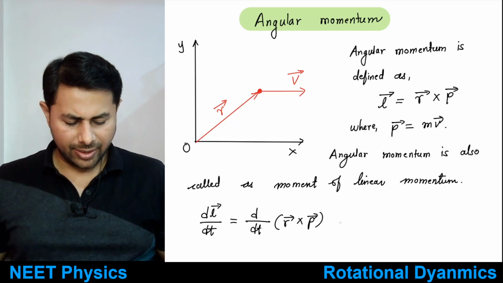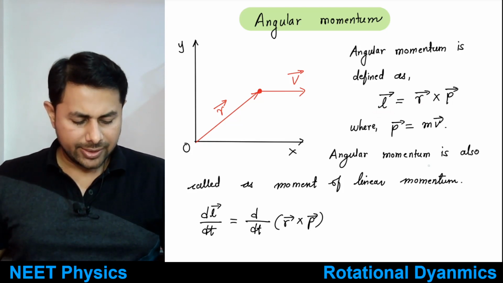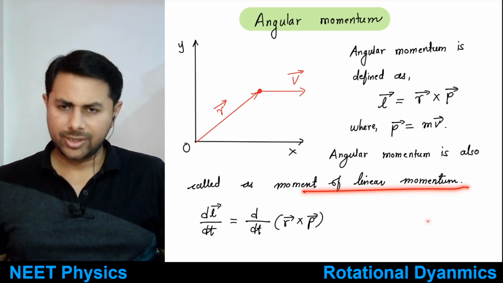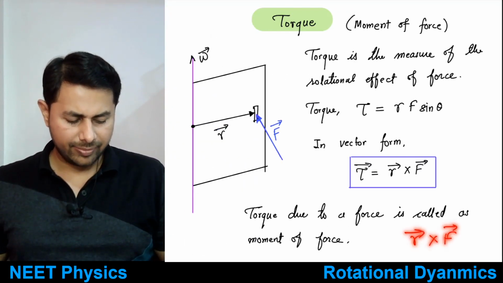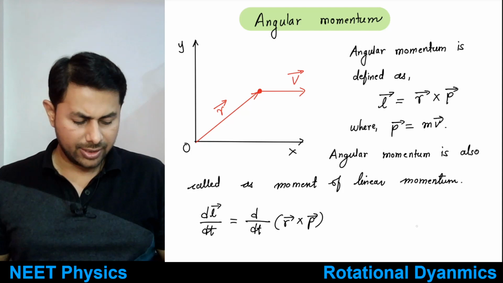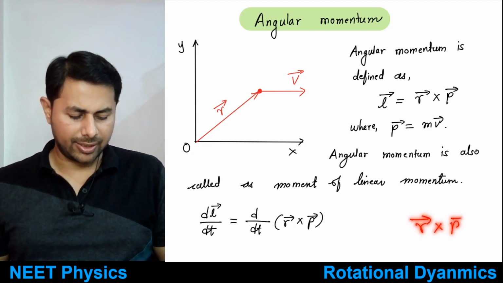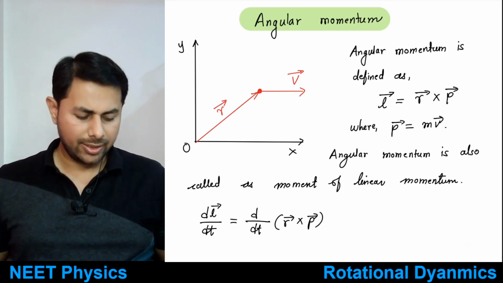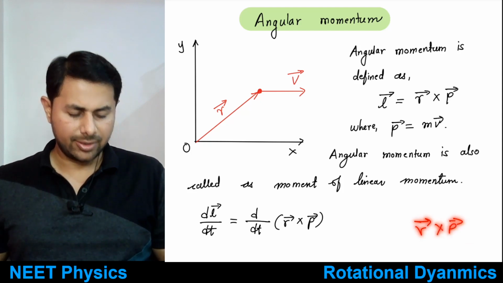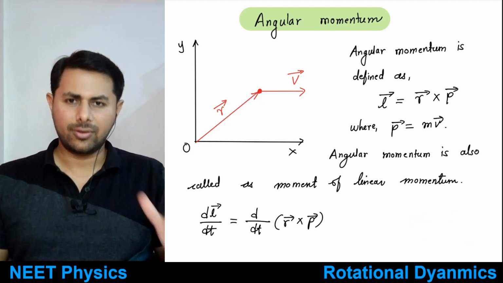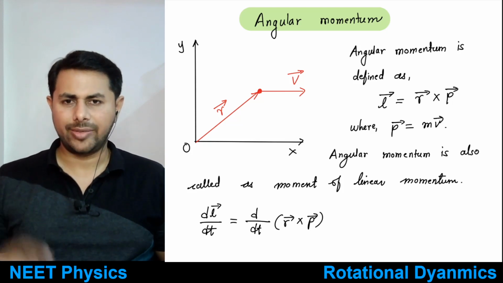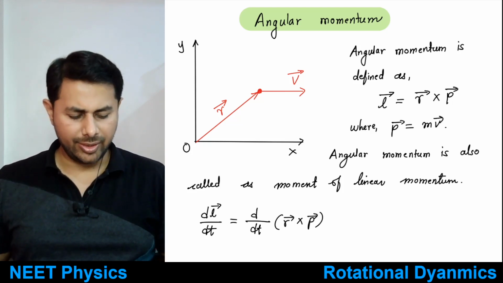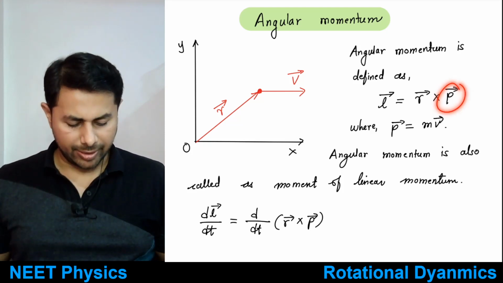It is called the moment of linear momentum, because just like we had moment of force, r bar cross F bar, it is r bar cross p bar. So if you have r bar, the position vector, cross product with any term, it is called the moment of that term. So this is the moment of linear momentum.